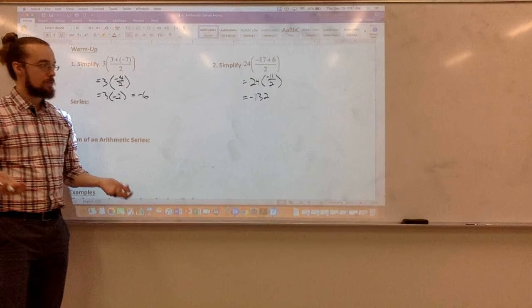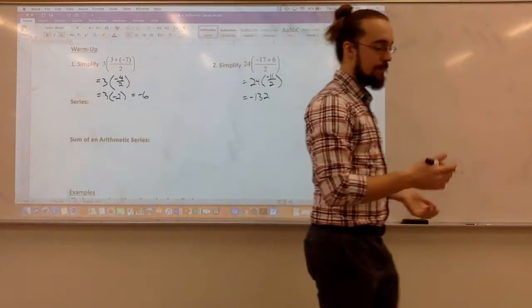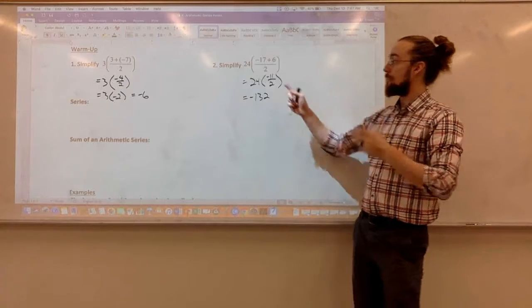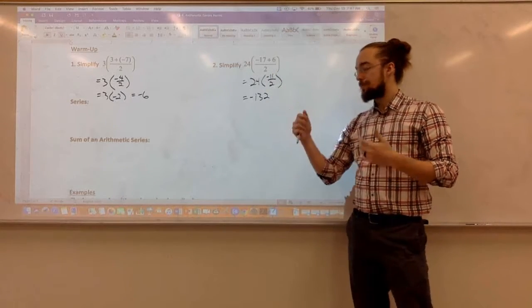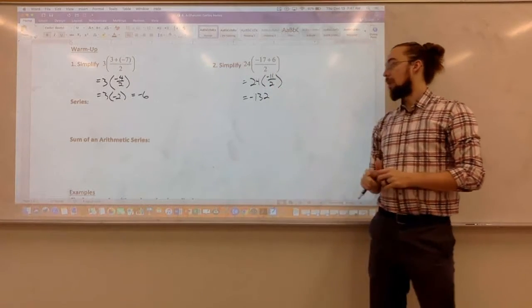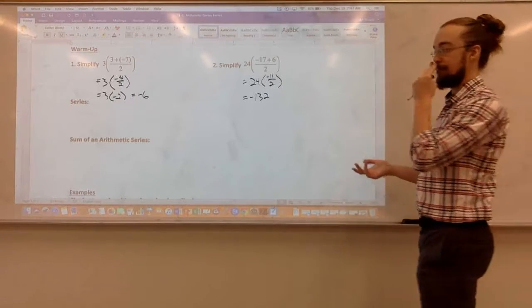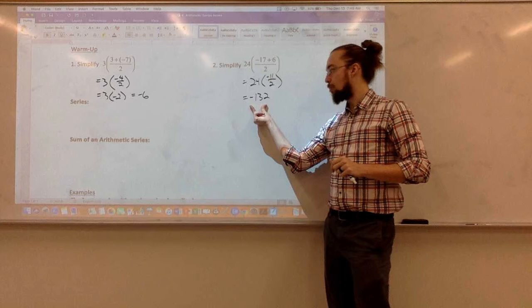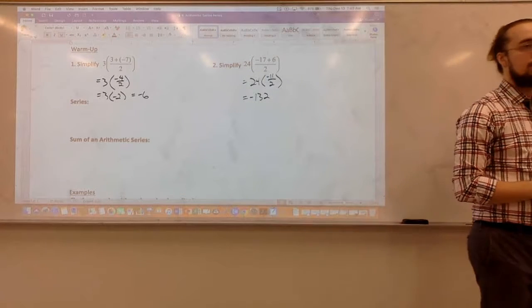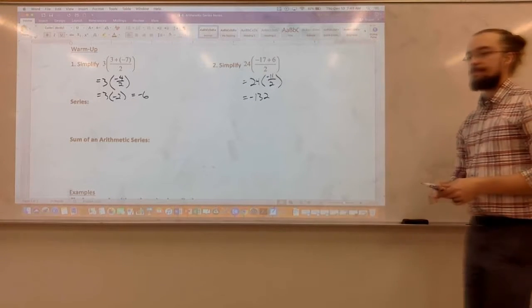Similar idea over here. Negative 17 plus 6, that gets me negative 11 divided by 2. That's not a whole number, that would just be negative 5.5. And then I can multiply by 24 and get negative 132. You good with those?